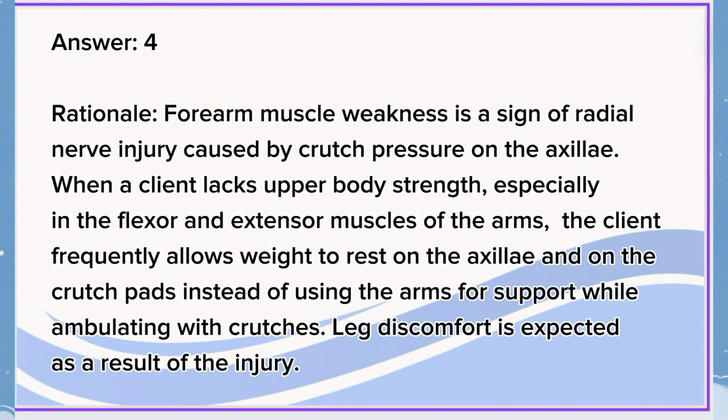Rationale. Forearm muscle weakness is a sign of radial nerve injury caused by crutch pressure on the axilla. When a client lacks upper body strength, especially in the flexor and extensor muscles of the arms, the client frequently allows weight to rest on the axilla and on the crutch pads instead of using the arms for support while ambulating with crutches. Leg discomfort is expected as a result of the injury.